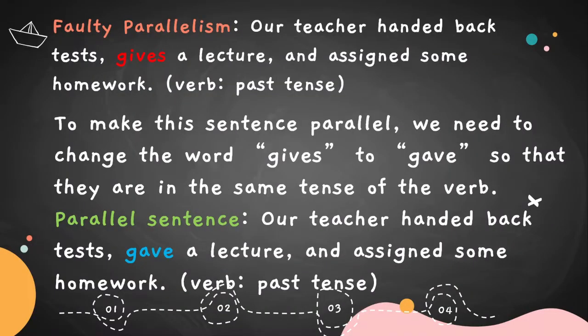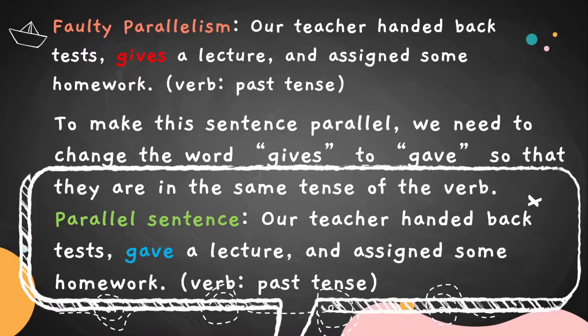What's the tense of this word? Correct. It was written in simple present tense. So what should we replace it with to make the sentence correct? Okay, let's see. To make this sentence parallel, we need to change the word gives to gave so that they are in the same tense of the verb.